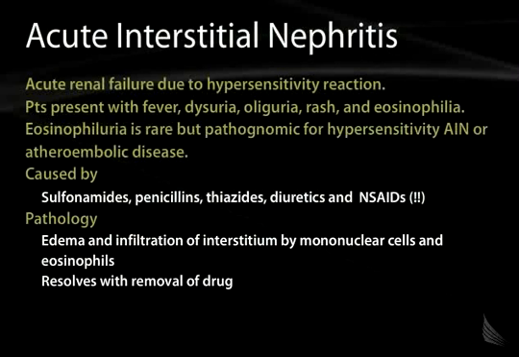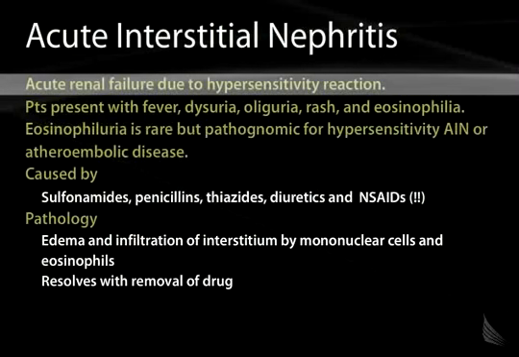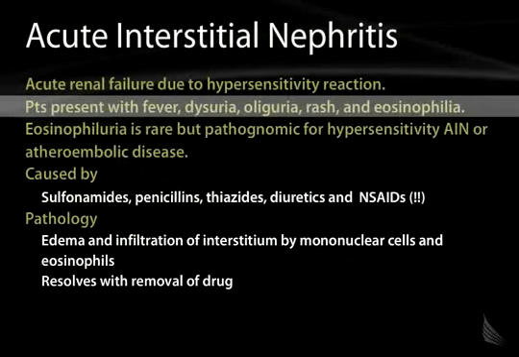Now, unlike acute tubular necrosis, which involves the tubules, this is due to inflammation of the interstitial areas of the kidney. This is usually caused by a hypersensitivity reaction, and the patients with AIN present with fever, dysuria, oliguria. They may have a rash, and they'll have peripheral eosinophilia. That means increased eosinophils in their peripheral blood.